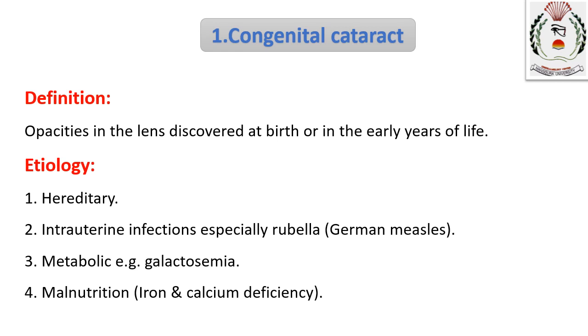It may be due to a hereditary cause, which may be genetic, and may have a positive family history. The child may have another brother or sister with the same problem. It may be an intrauterine infection, such as rubella. It may be a metabolic disease causing opacity in the lens, such as galactosemia. It may be due to malnutrition, and the most common is iron and calcium deficiency.